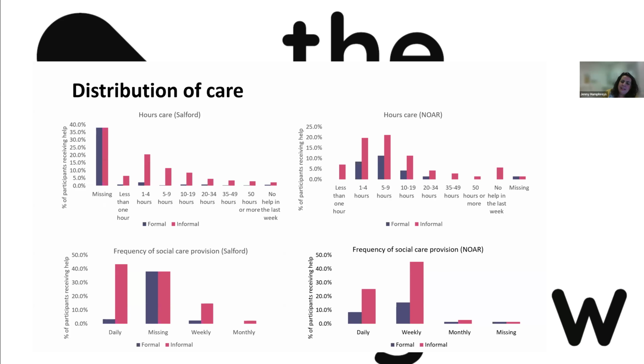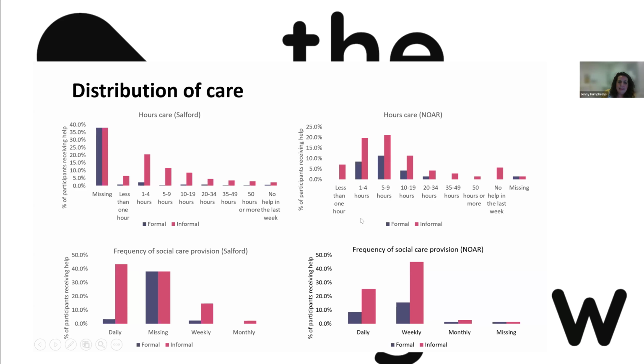And what we don't see is that those people who seem to be receiving more care, maybe requiring more care, are the ones that are getting it formally. You might think that people who had a higher care burden might be receiving the formal care, but that's not what comes across in the data we collected.